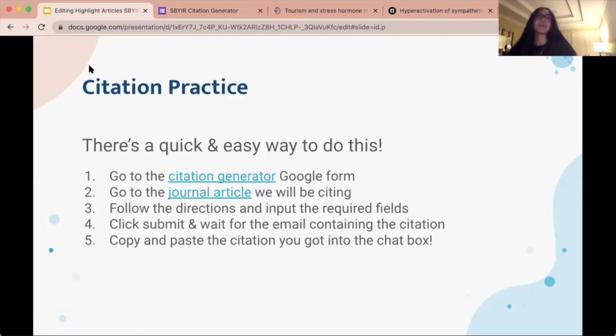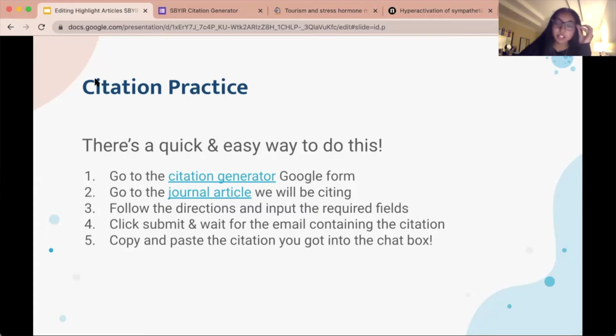Okay, so now moving on to some more practice. I know that citations can be pretty boring for a lot of people and pretty tedious, trying to find all the right information, putting it in the right format, making sure that when you copy and paste the citation, it looks correct on your paper or whatever you're working on. But actually, SBYIR has a really quick and easy way to do this.